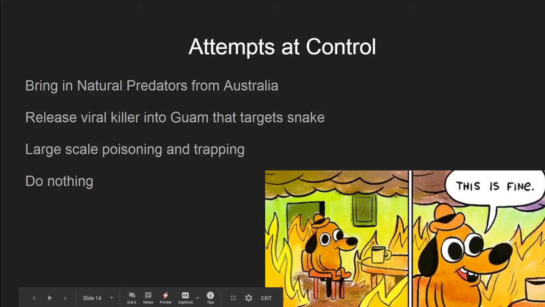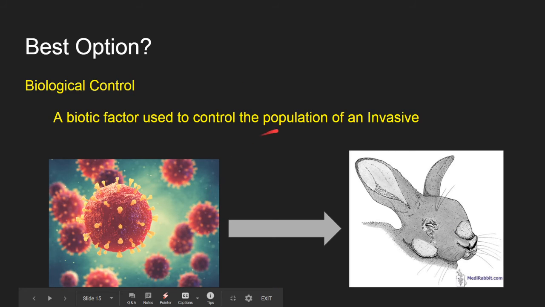Now, that's not true for everywhere. It is important to note that some places have actually used what we call biological controls. And in this case, we're going to hop back to Australia. If you remember, we talked about the rabbits as an invasive species there. Well, they found out that there was a rabbit specific virus, myxoma. You can see a picture there.